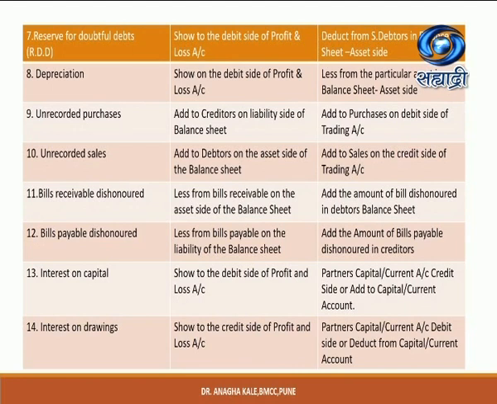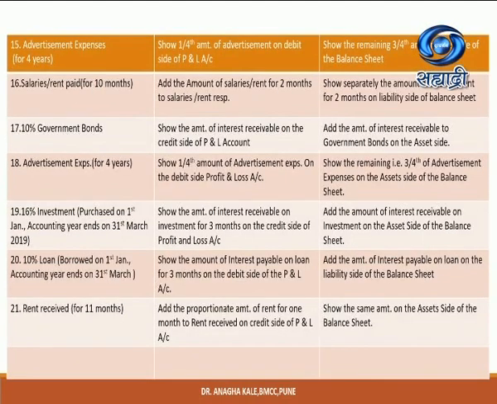Then interest on drawings. This amount is paid by the partner to the firm, so it is income for the business. So it will be shown on the credit side of the profit and loss account. That is the first effect. And the second effect, it will be shown on the debit side of the partner's current or capital account.